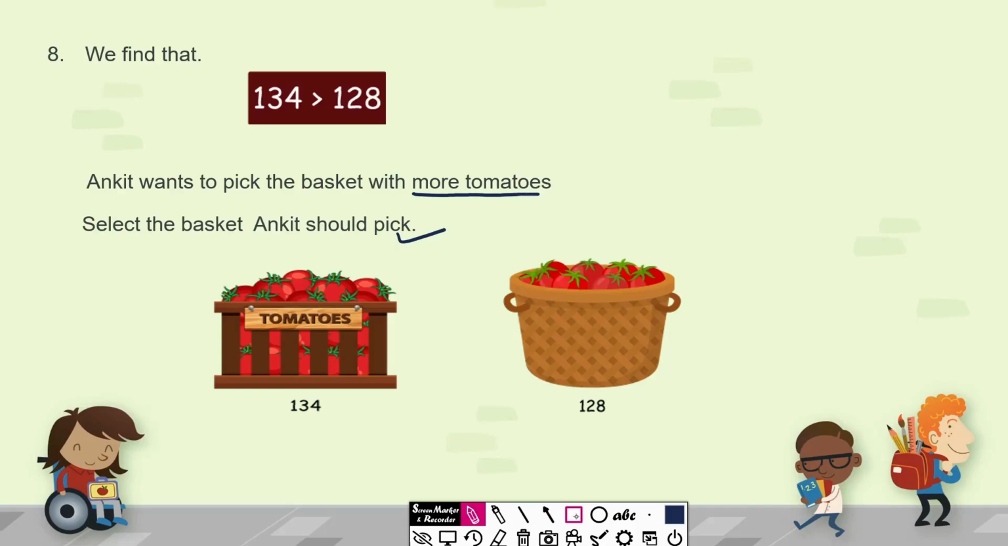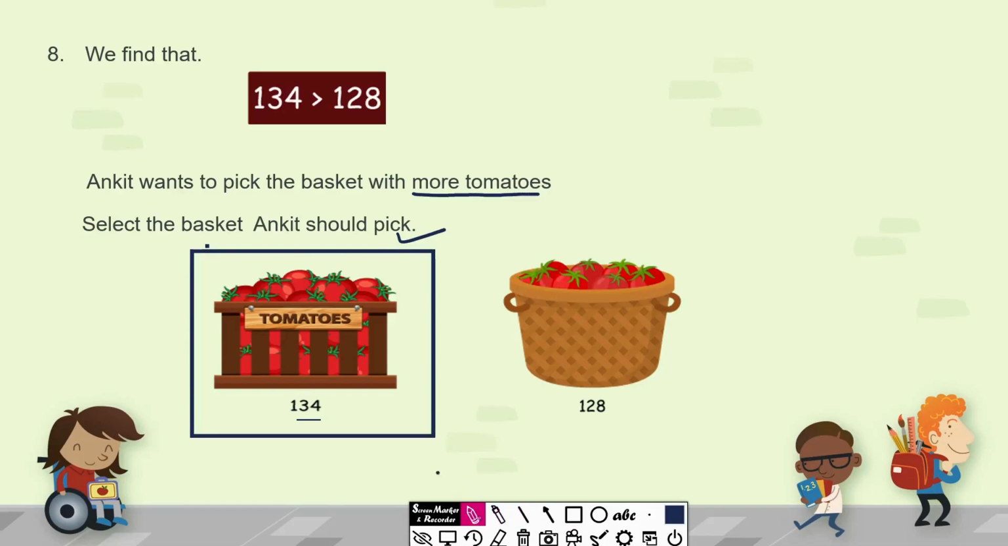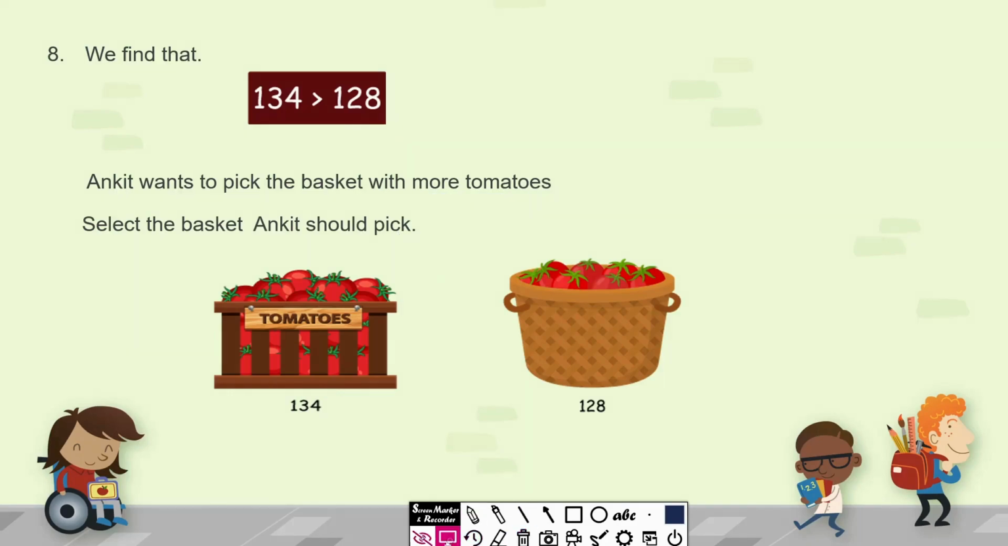This is so simple. Ankit should take the basket which has 134 tomatoes, right? So, select the basket Ankit should pick. Now, tell me which basket Ankit should pick? Yes, Ankit should pick this basket which has 134 tomatoes, right? Why? Because 134 is greater than 128. Very good. Let's move further.